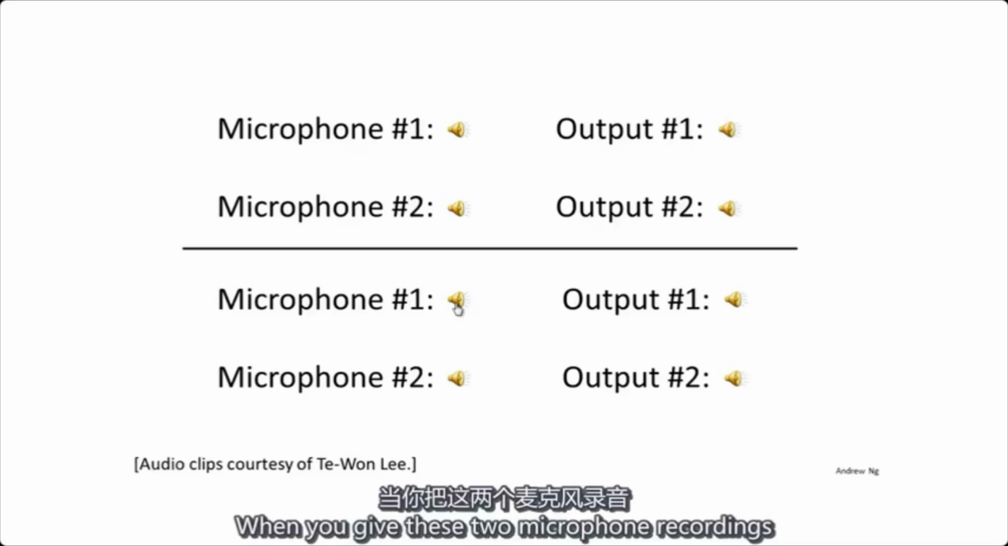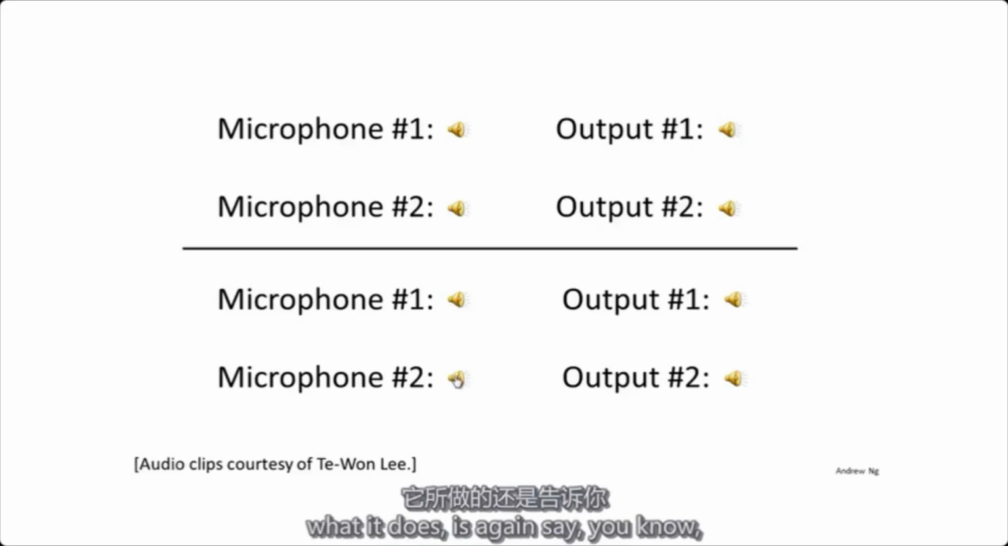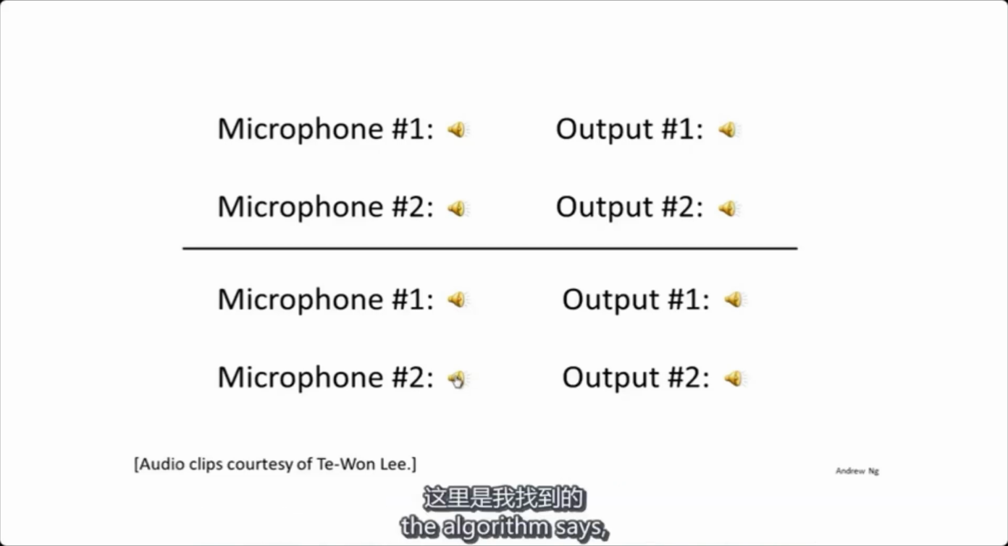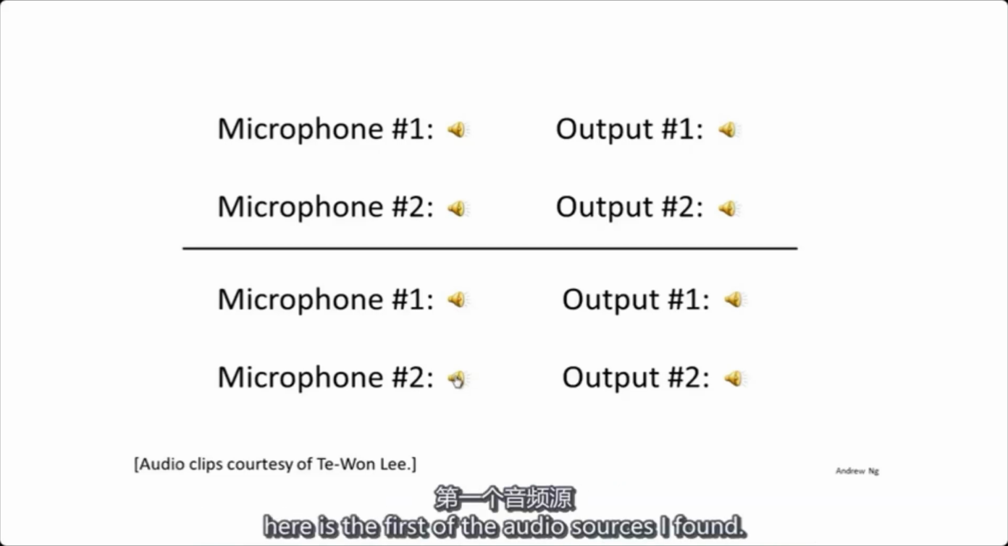When you give these two microphone recordings to the same algorithm, what it does is again say, it sounds like there are two audio sources, and moreover, the algorithm says, here is the first of the audio sources I found.